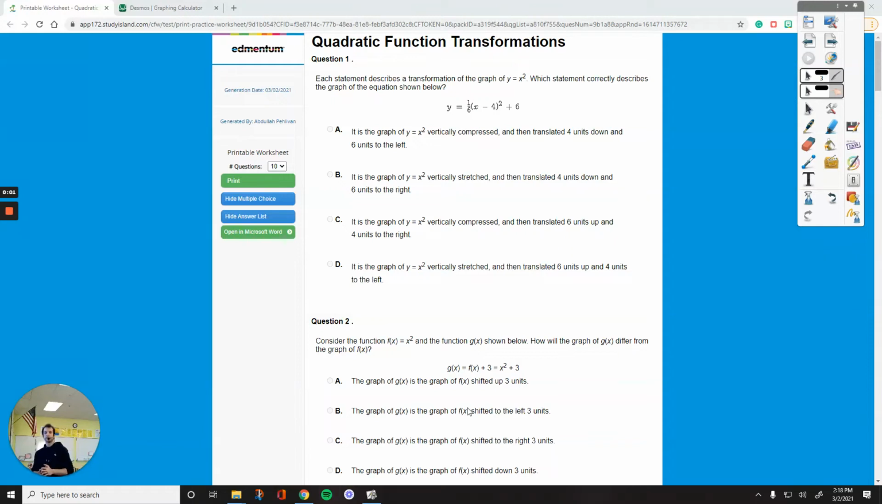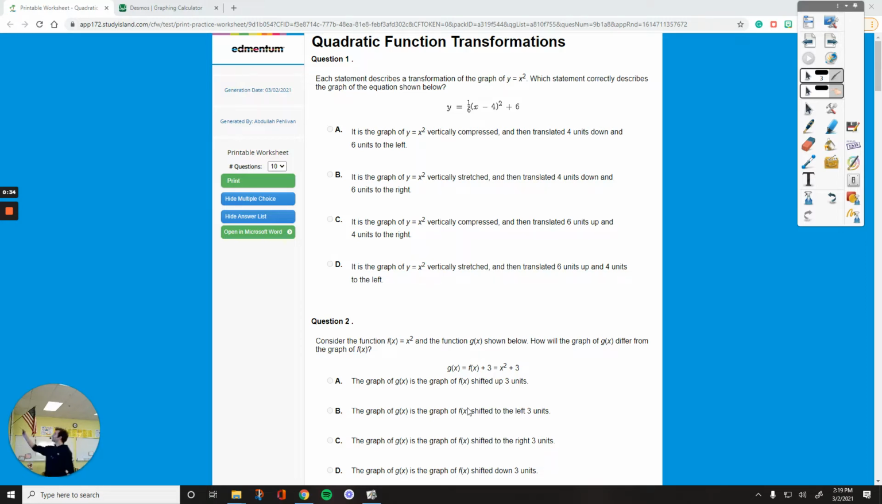Hello everyone, in this video we are going to talk about transformations of quadratic functions. If you're working on Study Island, Algebra 1 quadratic function transformations, we will learn how to do a vertical compress or vertical stretch. We will then learn about translating the graph either horizontally or vertically. Lastly, we are going to learn how to reflect a quadratic function over the x-axis. So let's get started with the first example.